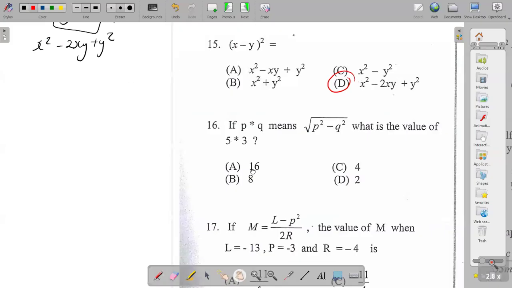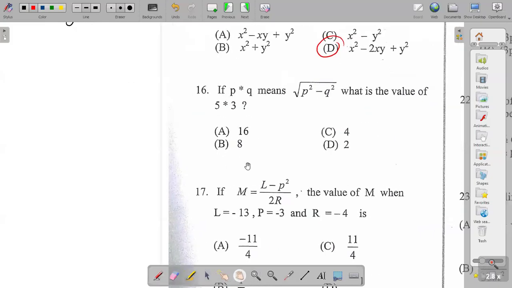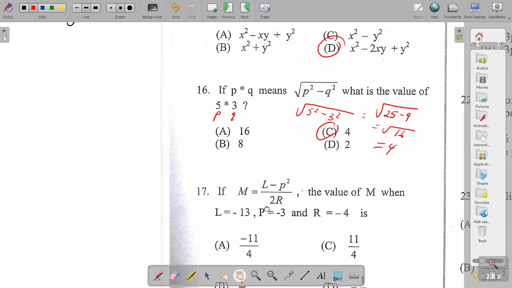Moving on. Next topic again is binary. So if PQ represents this, we just got to find out who is P and who is Q. So this would be P and this would be Q. So it's the square root of 5 squared minus 3 squared. So that would be the square root of 25 minus 9, which is the square root of 16, which is 4. So our answer is 4.